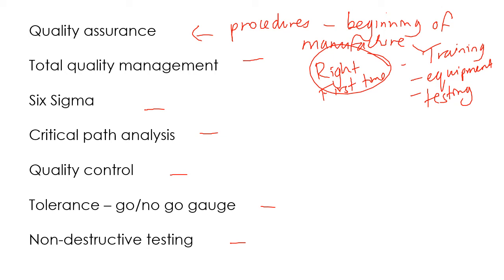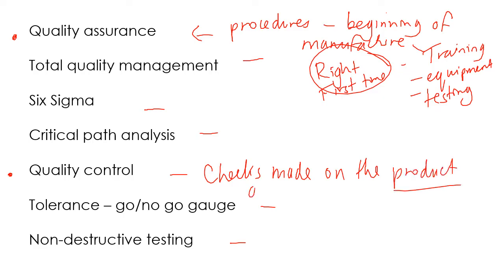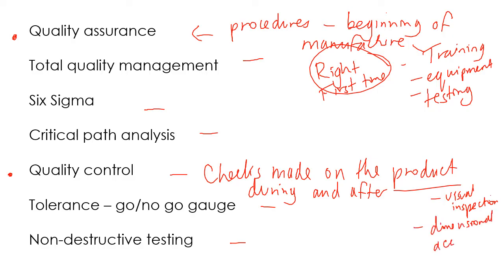Okay. And since I'm talking about quality assurance, I'll talk about quality control. Quality control are checks made on the product rather than the manufacturing systems. It's on the product during and after its production. So it could be a visual inspection. It could be using a laser scanner to check the dimensional accuracy. So quality control checks are done on the actual product.